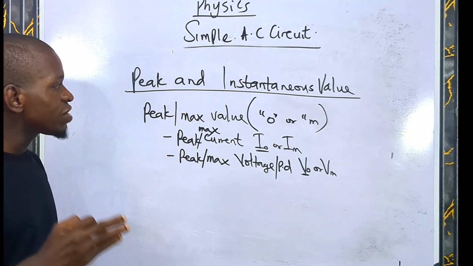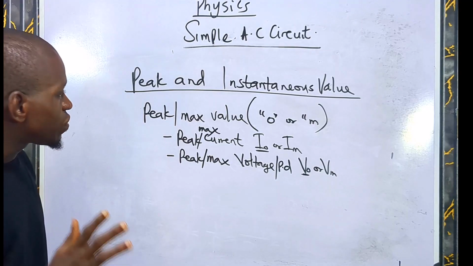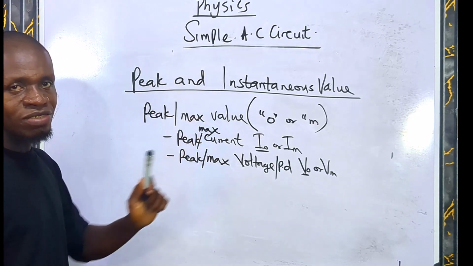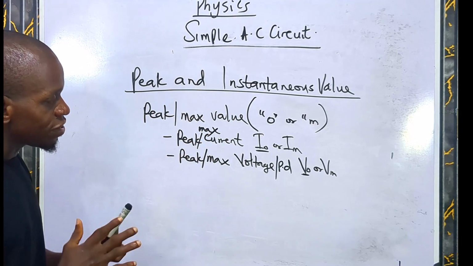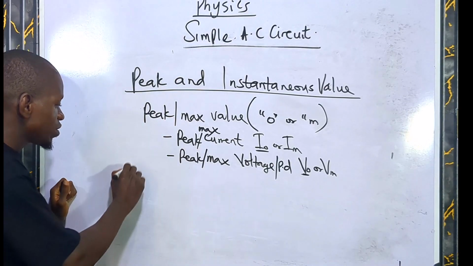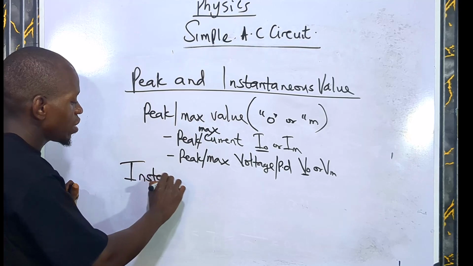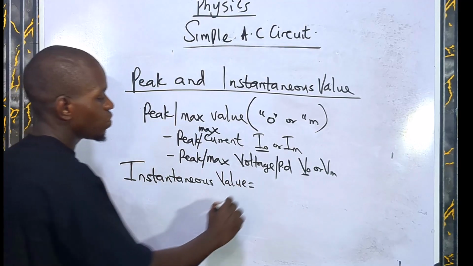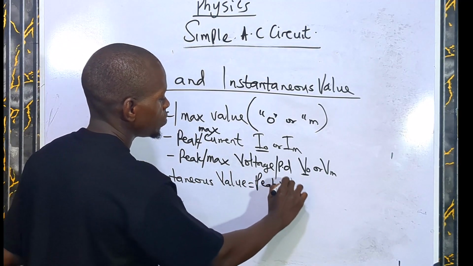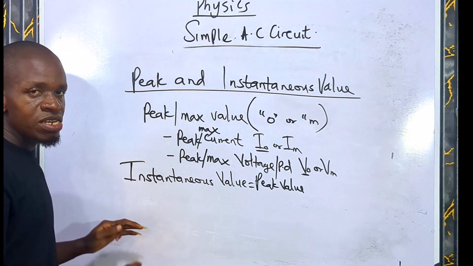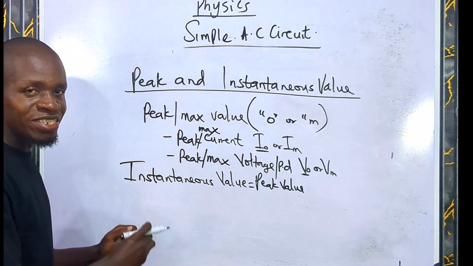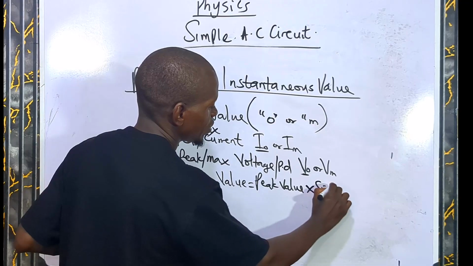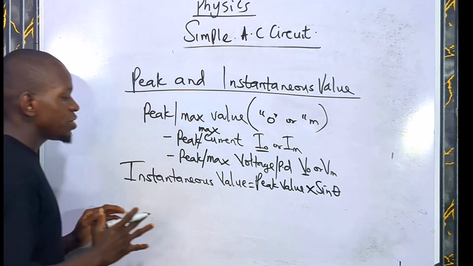Now, since I've already talked about the peak value, the next thing you need to know is instantaneous value. There are questions that will contain your peak value and instantaneous value, and that is what I want us to be talking about in this section. Your instantaneous value is equal to your peak value times sine theta. Please take note of all this that I'm saying. If this is your first time hearing this, just write them down. The more you write them down, the more you're going to remember them.